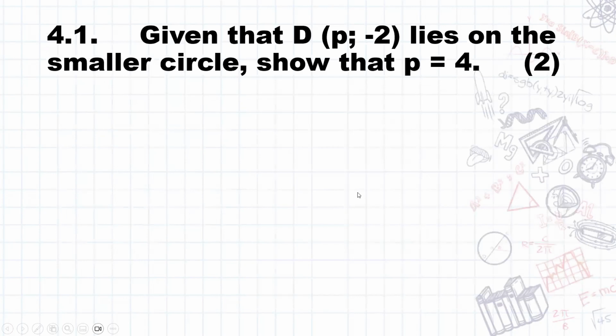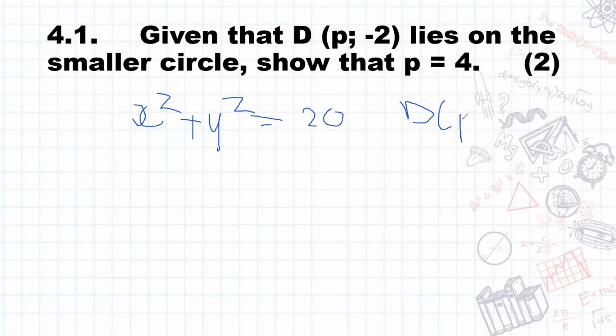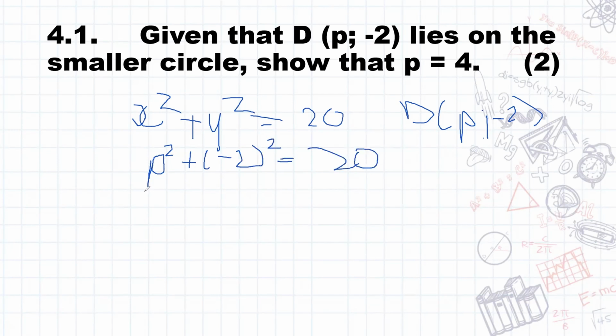So the first question says, given that D (p, -2) lies on the smaller circle, show that p is equal to 4. So we know the smaller circle equation is x squared plus y squared is equal to 20. What we're going to do is substitute in our D coordinates and then solve for p. You can see it's 2 marks, so it's a pretty straightforward routine sort of question. So we'll have p squared plus -2 squared is equal to 20, and -2 squared is 4, so we'll have plus 4 here. It's equal to 20. We take 4 to the other side, becomes -4.